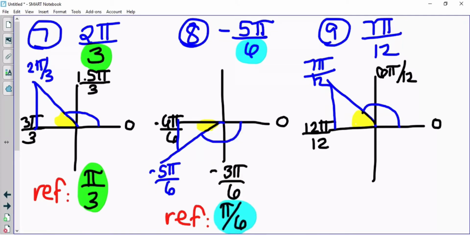And then the question we ask ourselves is, what is the difference between 7 pi over 12 and 12 pi over 12? And the answer is 5 pi over 12 for my reference angle. Okay, so that was some practice with drawing our angles and practicing reference angles. I am also going to practice converting.